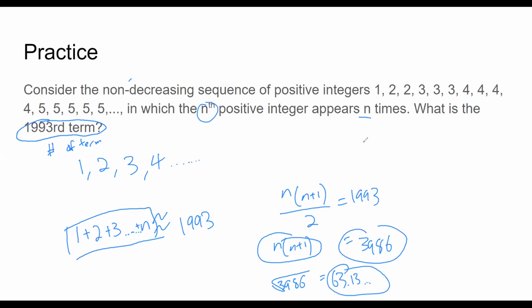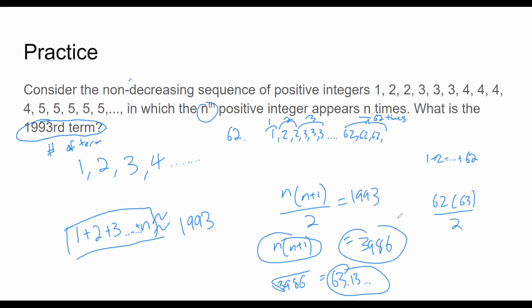So we're going to be around this 63 area. Let's start with something less than 63. Let's start with 62. So basically what we're saying is 1, 2, 2, 3, 3, 3, dot dot dot, and then we're going to have 62 repeated 62 times. So how many terms have we used up here? Well, that's just going to be 1 plus 2 plus 3, and so on, plus 62. So that's going to be 62 times 63 divided by 2, which comes out to 1953. So the first 1953 terms are encompassed by this series here.